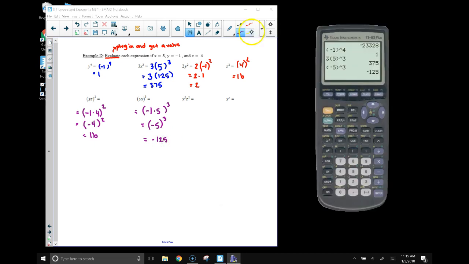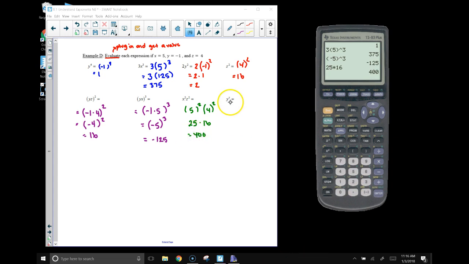Okay, and then the last two, and then we're almost done here, guys. The last two, I've got x squared, z squared. So x is 5, z is 4. So 5 squared is 25. Always do your exponents first. 4 squared is 16. Now, I can't do that in my head. I don't really want to, so 25 times 16 is 400. So I end up with 400.